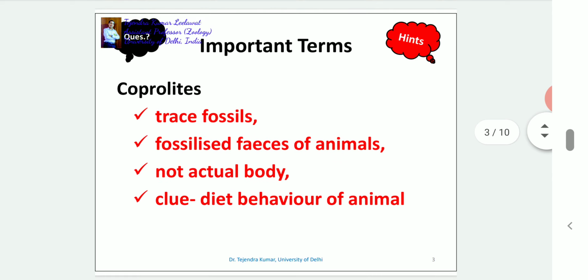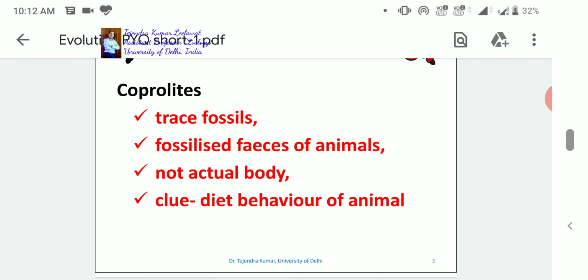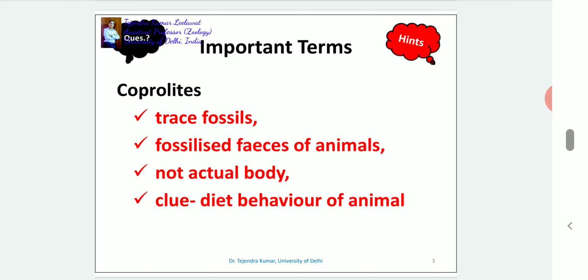So this is the first question, first term. This is Coprolite, and it was asked in the year 2019. You had to answer in a simple one line, for 1 mark. So what is a coprolite? Coprolites are actually fossils. These are trace fossils. Trace fossils means those which do not contain the body exactly.